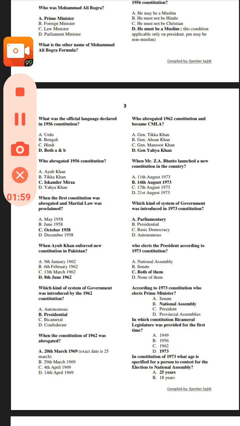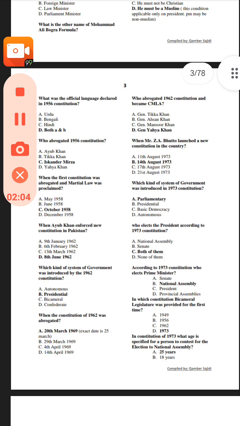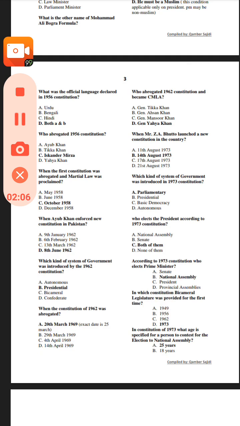When did Ayub Khan enforce a new constitution in Pakistan? The second constitution of Pakistan came into force on 8 June 1962. Which kind of system of government was introduced by the 1962 constitution? It is the presidential form of government. When was the constitution of 1962 abrogated? 20th March 1969. While the exact date is 25th March 1969, the Constitution of 1962 was abrogated.